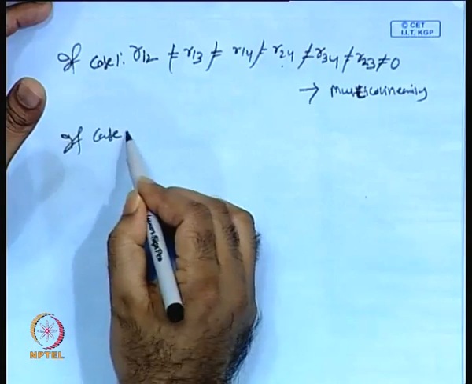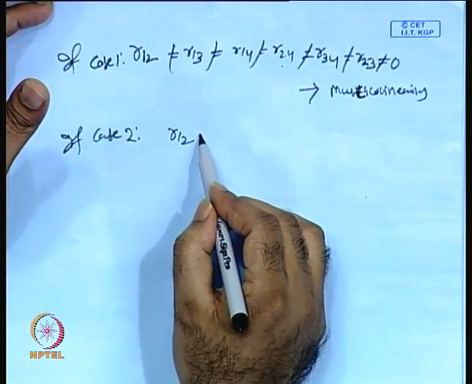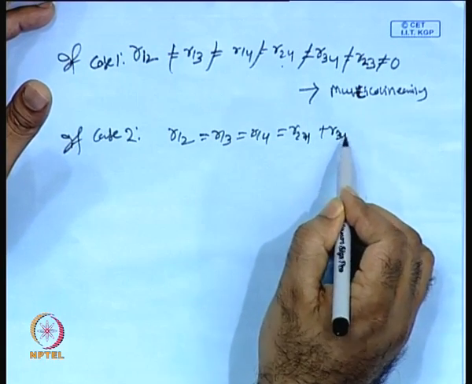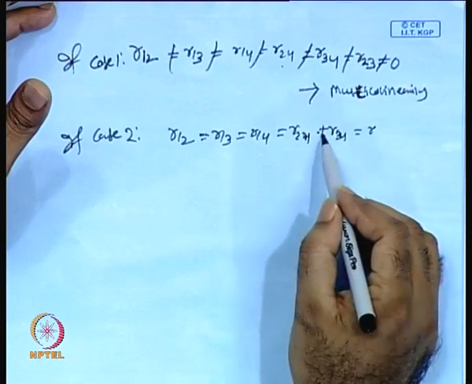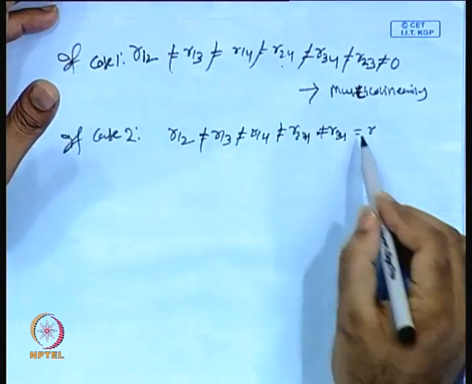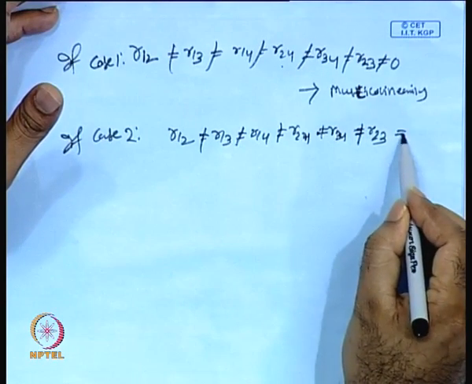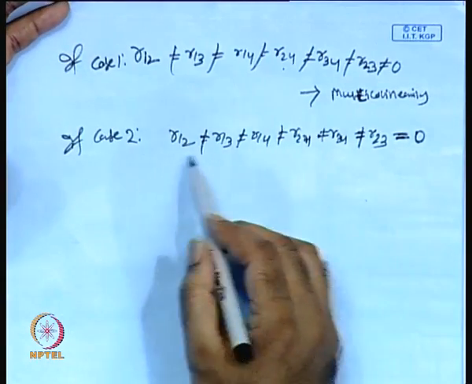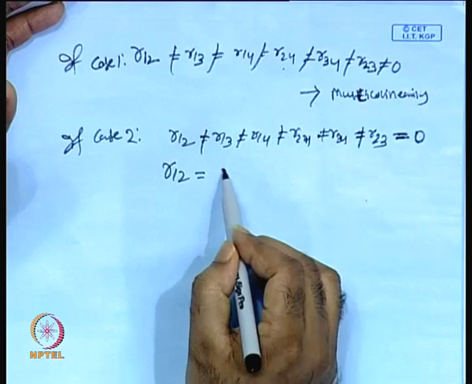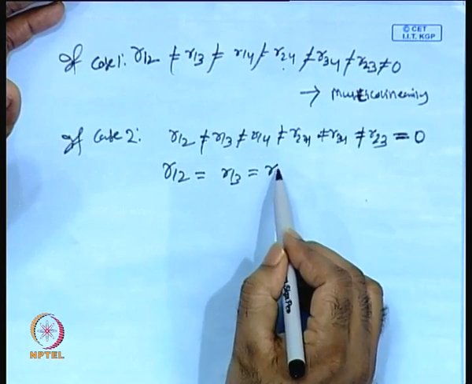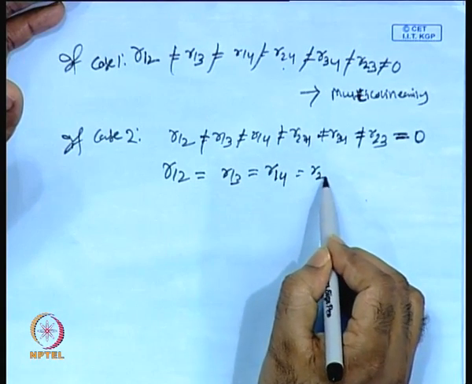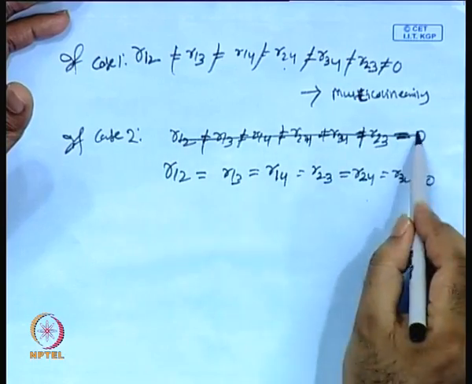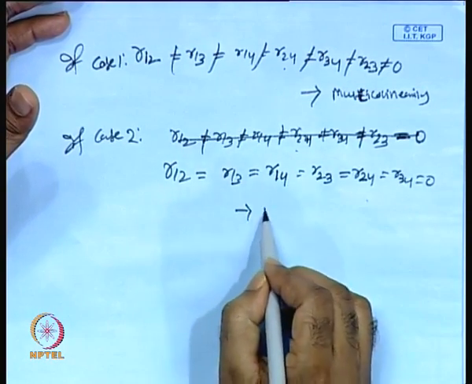In case 2, if R12 equal to R13 equal to R14 equal to R23 equal to R24 equal to R34 is equal to 0, then obviously there is no multicollinearity. Instead of writing all of these separately, it is better to write it this way. If that is the case, then there is no multicollinearity.